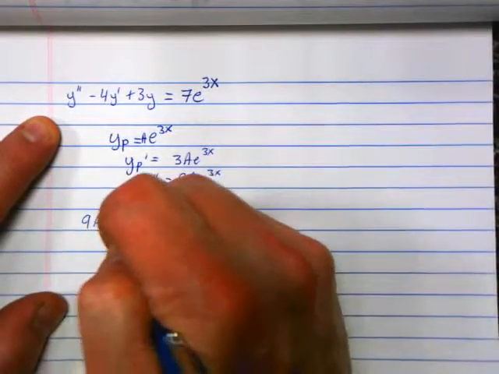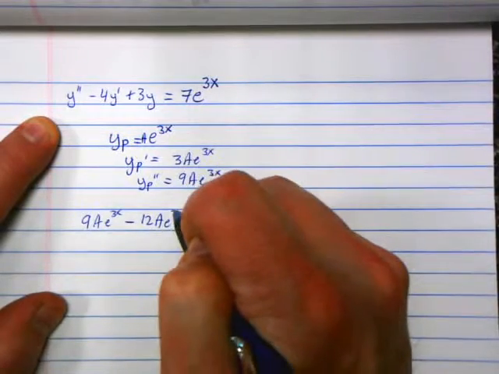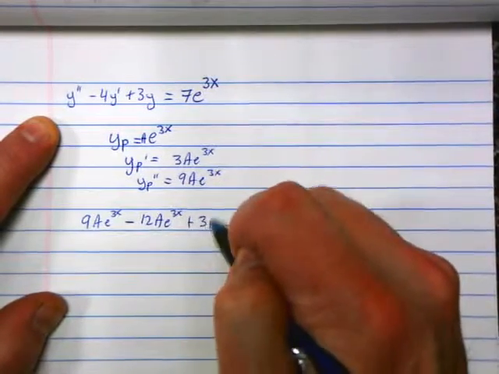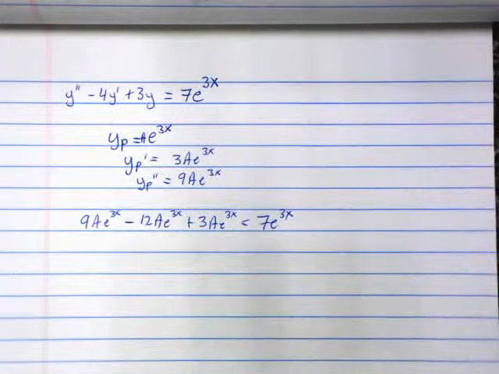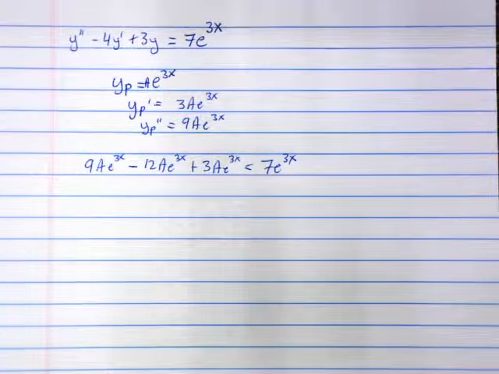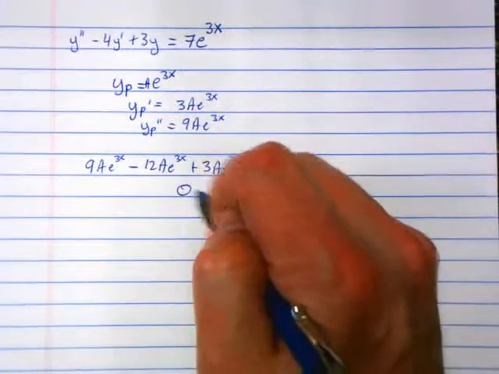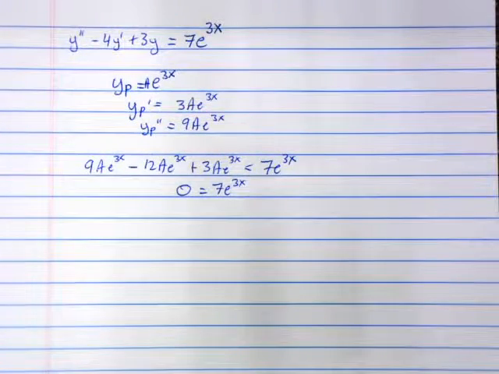9a e to the 3x minus 12a e to the 3x plus 3a e to the 3x equals 7e to the 3x. And then we have a problem. What's the problem? You get 0 equals 7e to the 3x. When does 0 equal 7e to the 3x? Never. So what's that tell you? Yes, wrong. We made a bad guess.